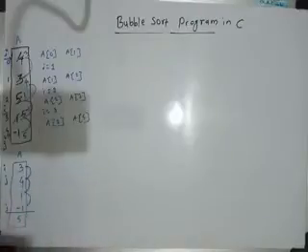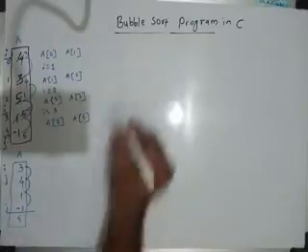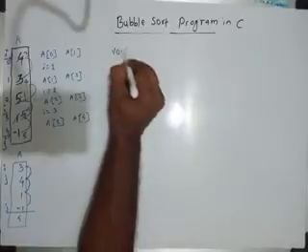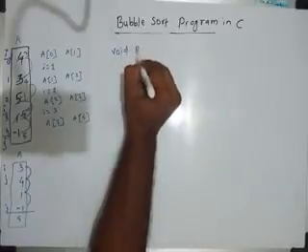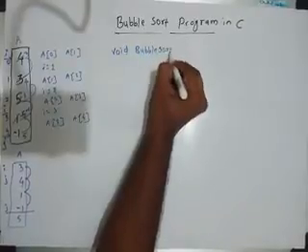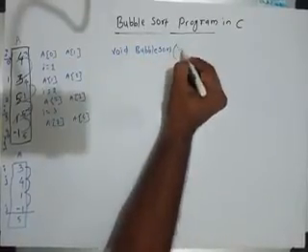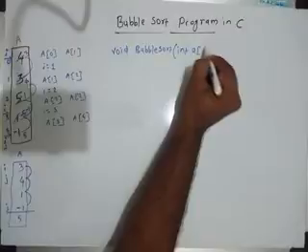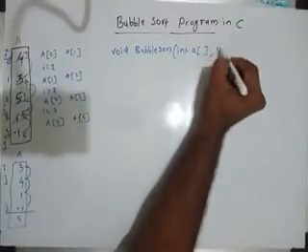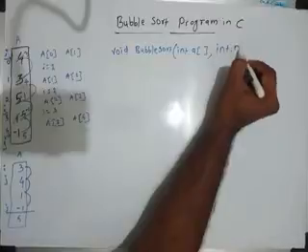So let's try to write a function, right? So here is our function, bubble sort. So void bubble sort. To this bubble sort, an array will be passed, int A here. In this variable I'll store the array, and I'll also pass the number of elements in that array.